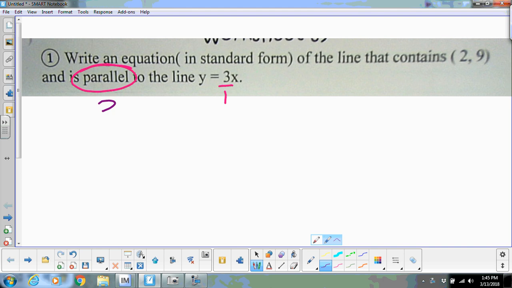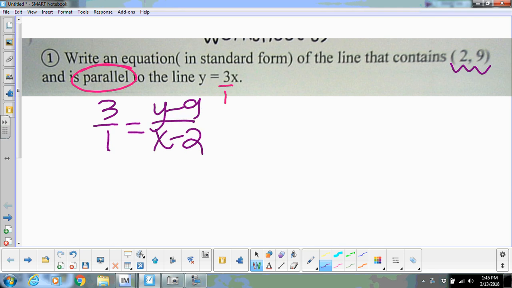Okay, so we're going to start with 3 over 1 equals, and then you're going to use the point that was given to you. So y minus 9 and x minus 2. All right, so our next step is always to cross multiply and distribute.